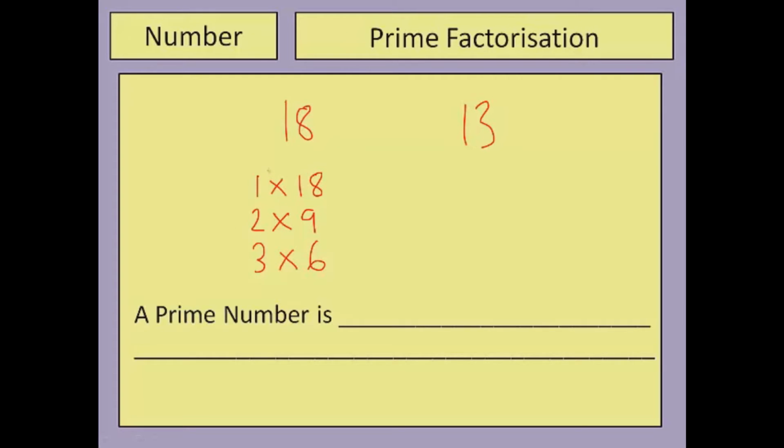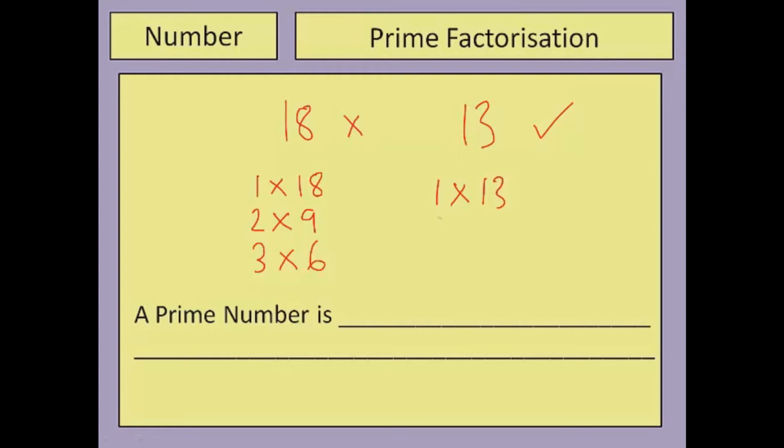There are no more, so the number 18 has 6 factors: 1, 2, 3, 18, 9 and 6. Those are the factors of 18. Now 13, on the other hand, can only be written as 1 times 13. That's the only way to do this using whole numbers and not decimals. That gives you a product to make 13. Now, that means that 13 is a prime number, whereas 18 isn't.